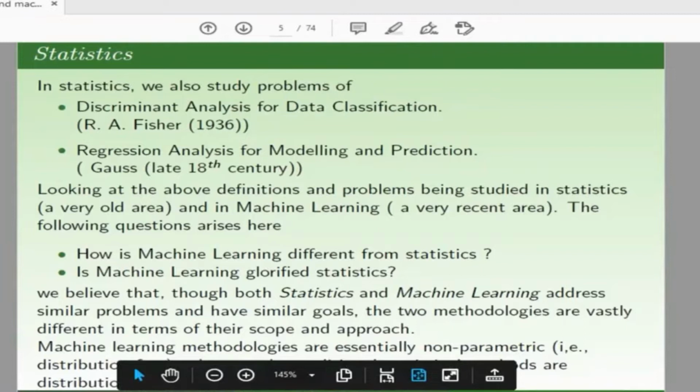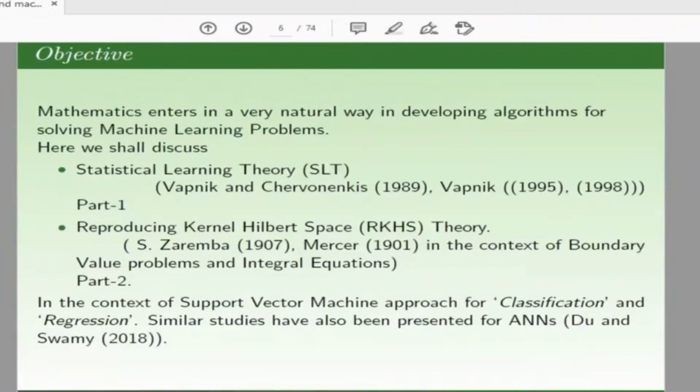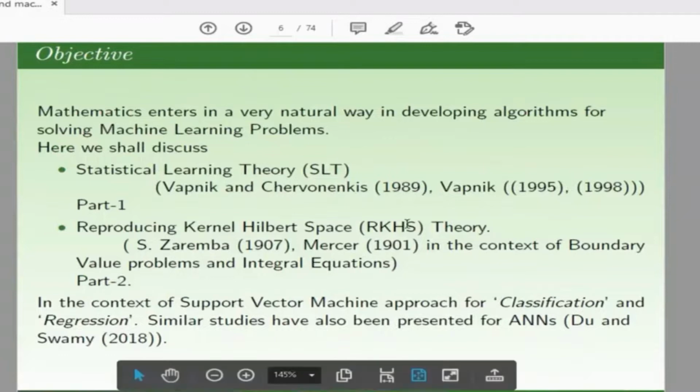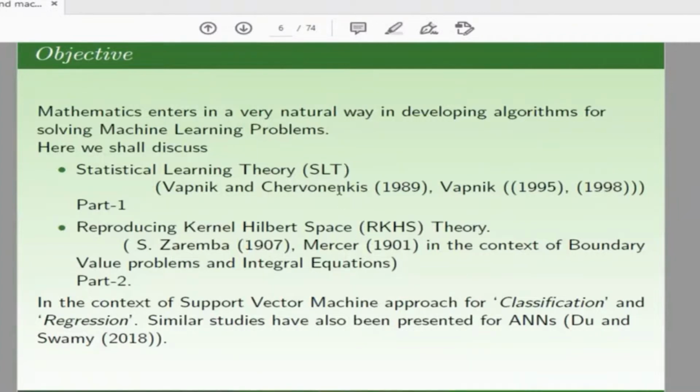For that, we have to understand two topics. One is what is called statistical learning theory, in short SLT, and the other is what is called reproducing kernel Hilbert spaces. These are two main topics in machine learning which show how it is different from statistics as such, and how they are more general than what we study in statistics. Although statistics and machine learning discuss the same type of problems, the basic assumptions and other things are vastly different.